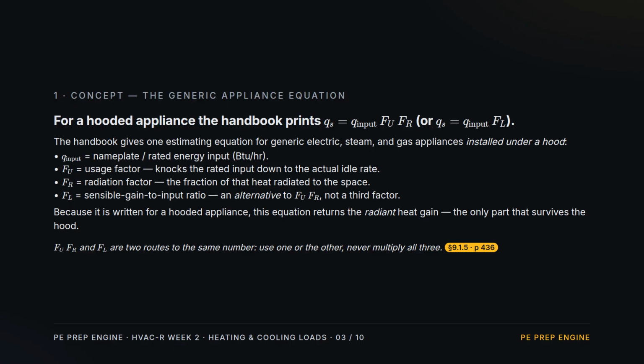Concept 2. The generic equation. For a hooded electric, steam, or gas appliance, the sensible gain is the rated input times a usage factor times a radiation factor. Input is the nameplate rating. The usage factor drops it to the real idle rate. The radiation factor is the fraction radiated into the room. There's also an FL form, input times FL, but that's an alternative to usage times radiation, not a third multiplier. Because it's a hooded equation, it returns the radiant gain.